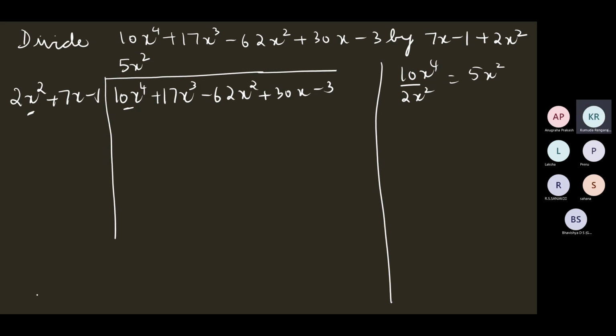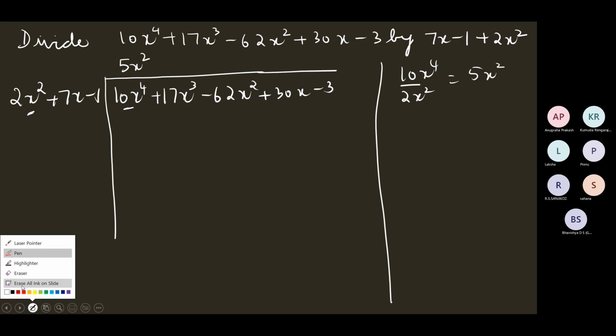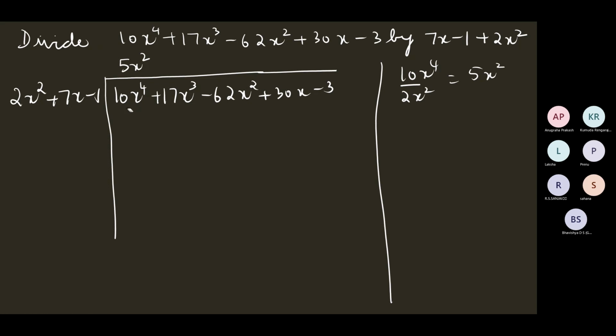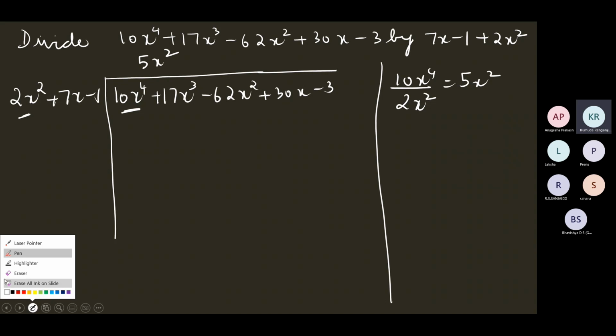How did we get that? I'll do it again. Okay, so you will have to divide the first term of the dividend by the first term of the divisor. So 2 5s are 10, x to the power 4 by x squared is x squared, 5x squared. That will be the first term in the quotient.